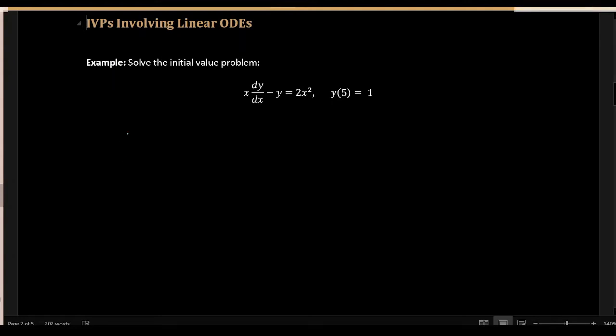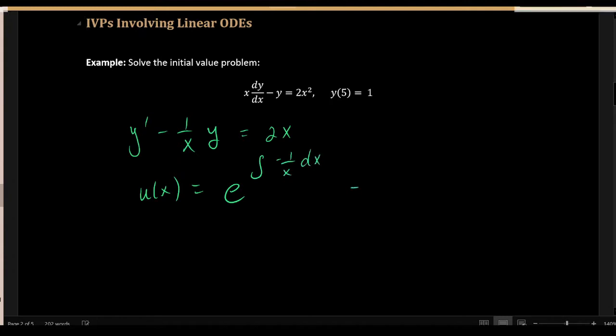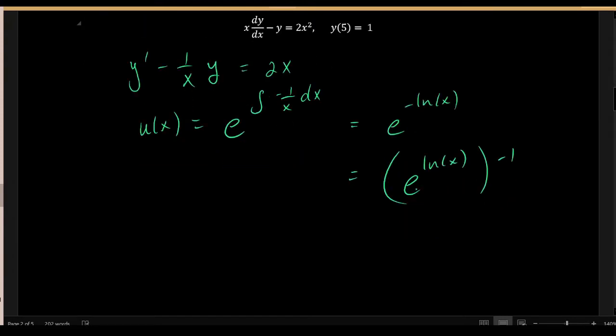Now the first thing that we need to do is get this linear equation into our standard form. So I'm going to divide everything by x. And now I'm going to calculate our integrating factor, e to the integral of negative 1 over x dx. And the simplest possible antiderivative would be negative natural log of x. This can be simplified if I move that minus sign out of the way to just x to the minus 1, since the e and the natural log will cancel. So the integrating factor in my problem is 1 over x.